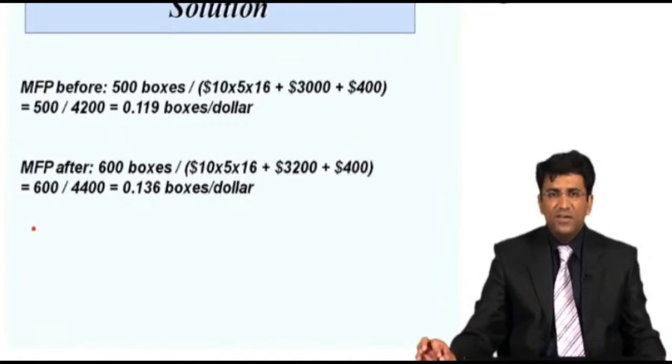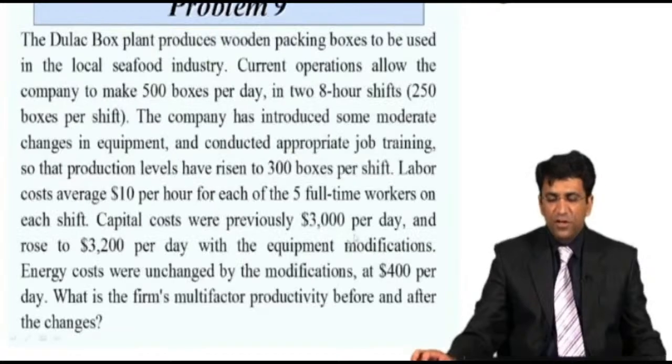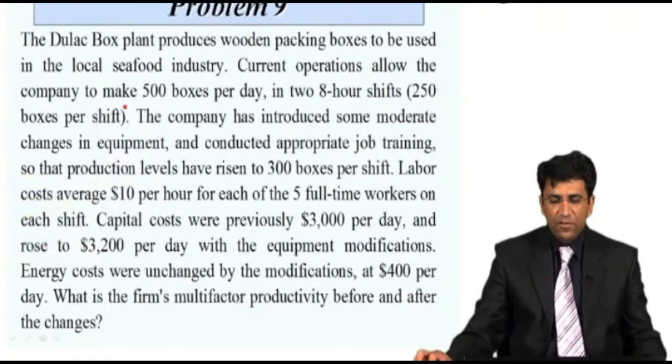Again, students, we will have to first identify the level of output. As you can see, the level of output in this particular case is 500 boxes. That is before the introduction of this equipment modification. This is our old output.